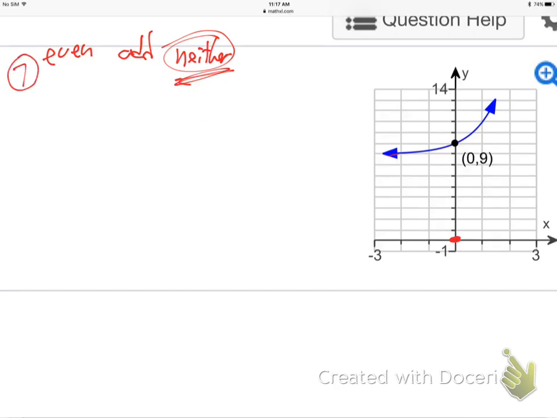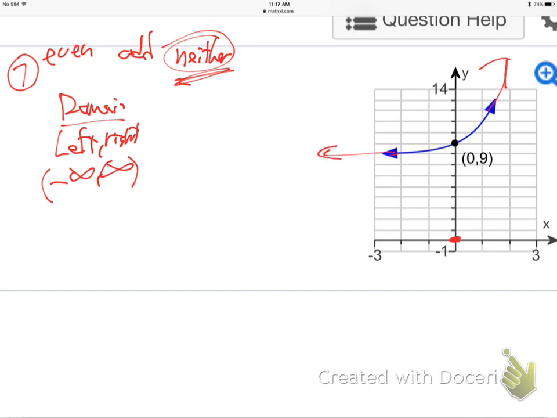I don't even know what number. This is number 7. So the domain's easy. Domain is left edge, right edge. So that's just -infinity, +infinity, right? Goes forever left, forever up and right. But the range is a little more interesting. What's the range on that function?